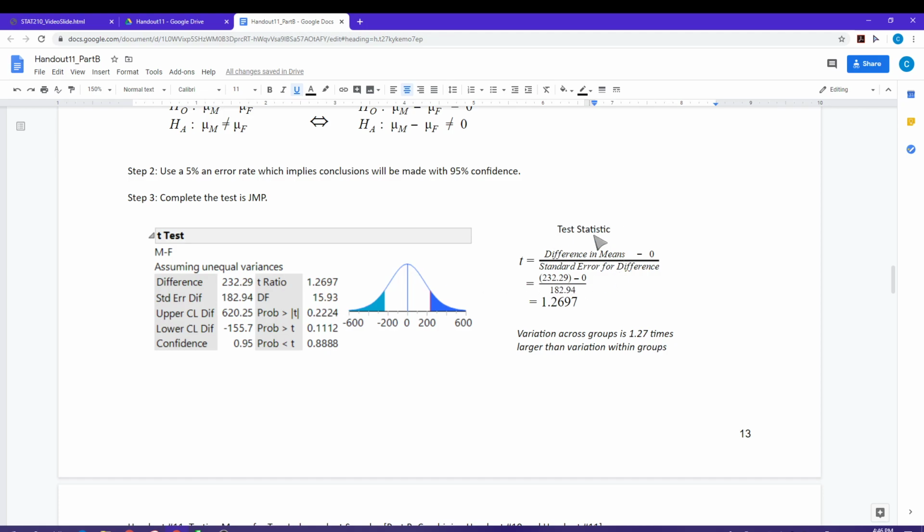If we write out what the test statistic is, it is going to be the difference between the two means, which is 232.29, and dividing by that standard deviation in that distribution. When we do that, we get a t-ratio or a t-value of 1.27. That t-ratio is not very large. That is just telling me that the variation across the groups is 1.27 times larger than the variation within the groups. We need this quantity to be about 2, or above 2, or below -2, in order to say that I have a significant difference between the two groups.